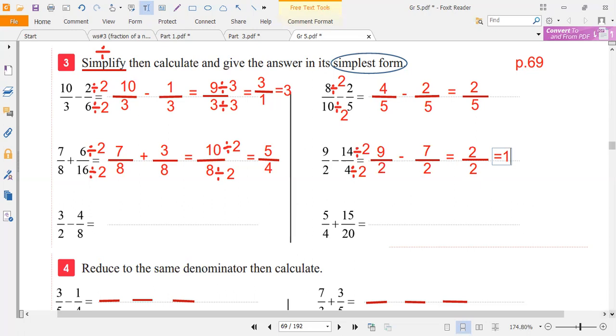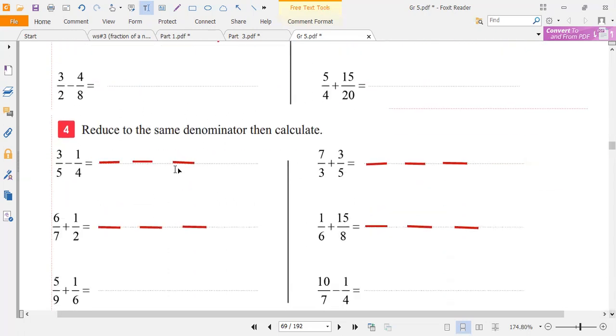Now we have to do exercise 2. Reduce to the same denominator, then calculate. 3/5 minus 1/4. First, we have to think if we can simplify the fractions. We cannot simplify the fractions. So we have to look at the denominator. We see if the greatest denominator is a multiple of the smallest.